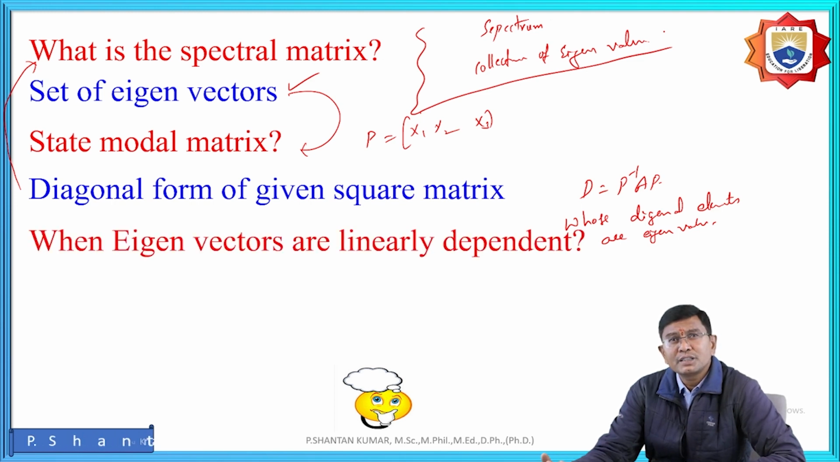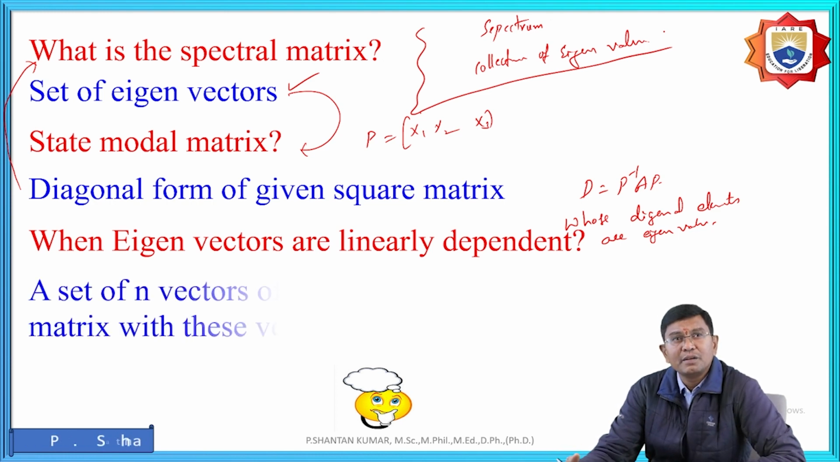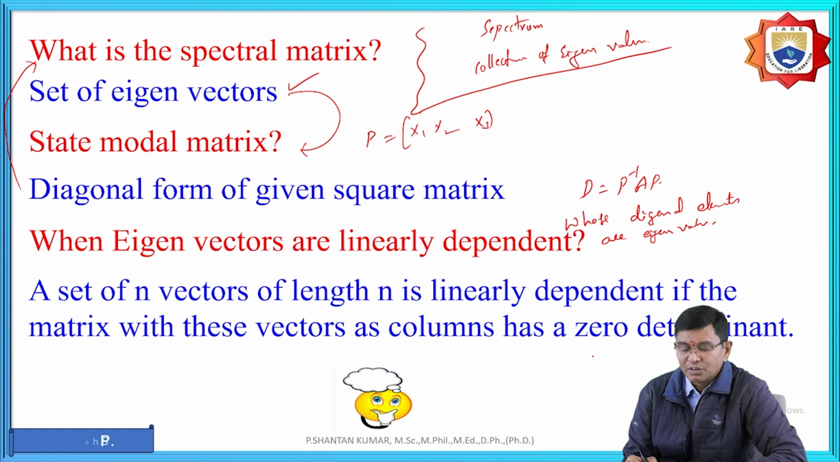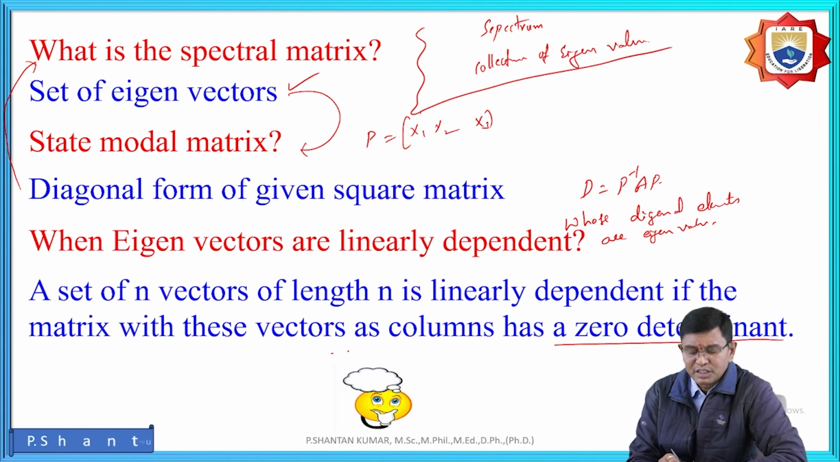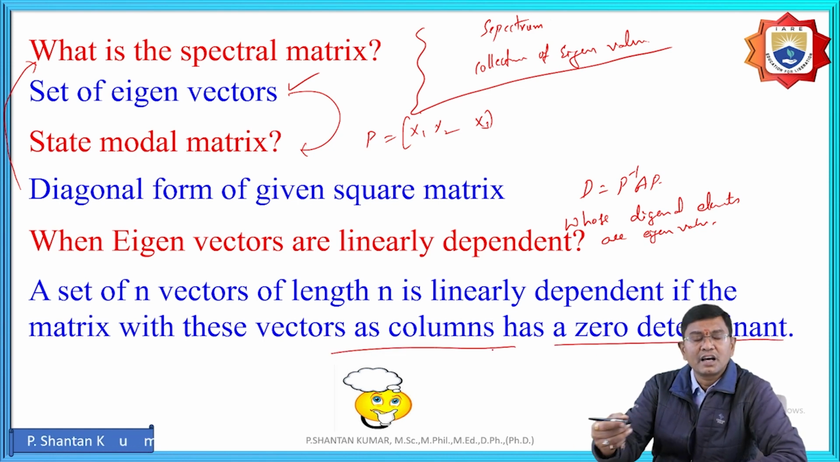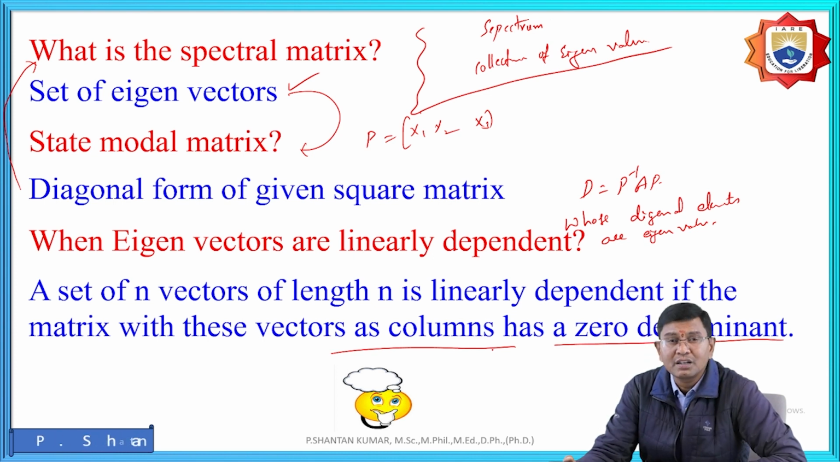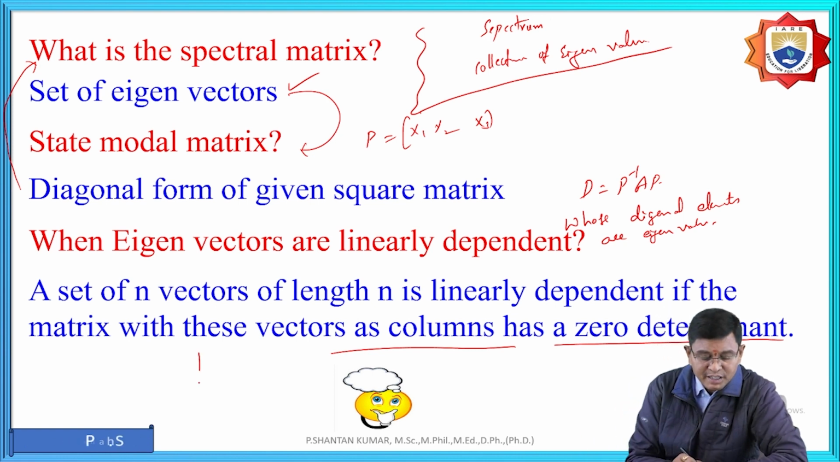When are eigenvectors linearly dependent? The n eigenvectors are linearly dependent if the matrix formed by the columns has a zero determinant. Not only the columns, sometimes the rows are also zero. That condition is said to be linearly dependent. That means, indirectly, the determinant value is zero.